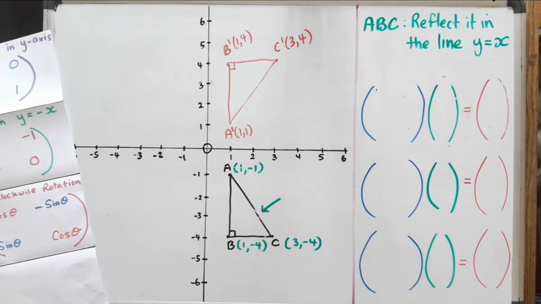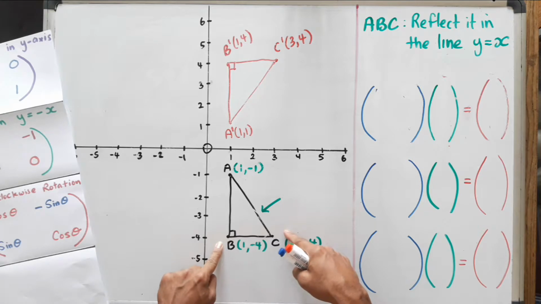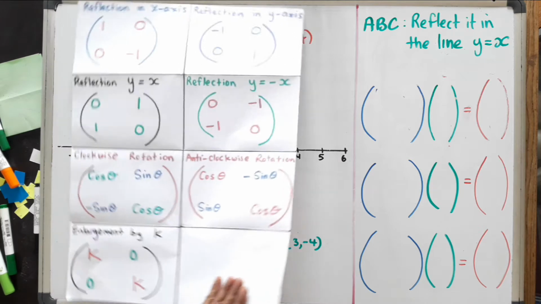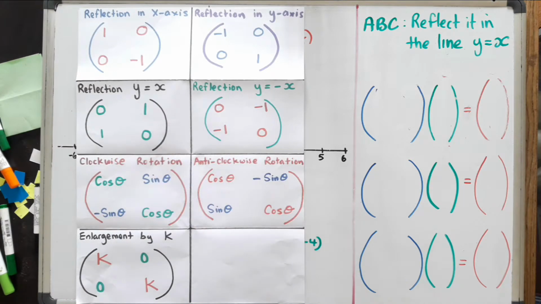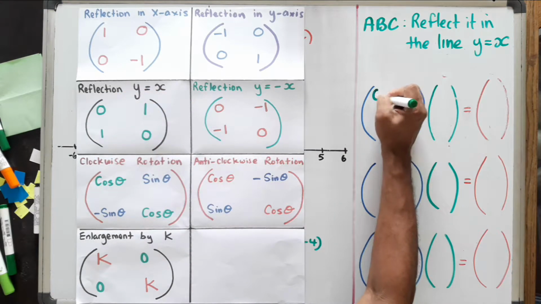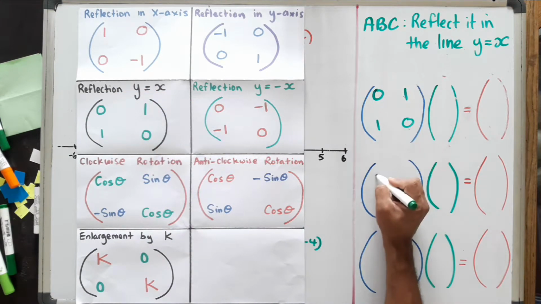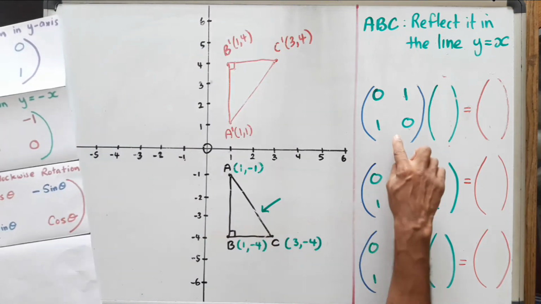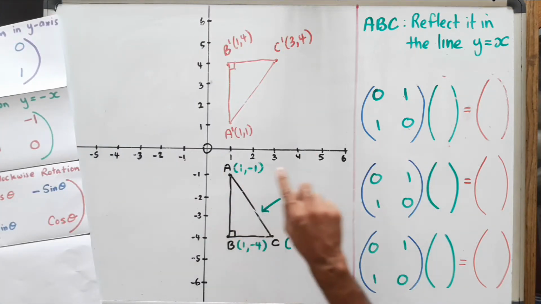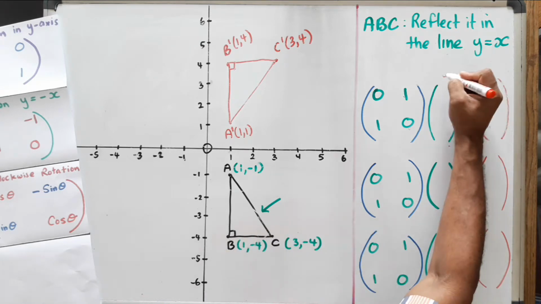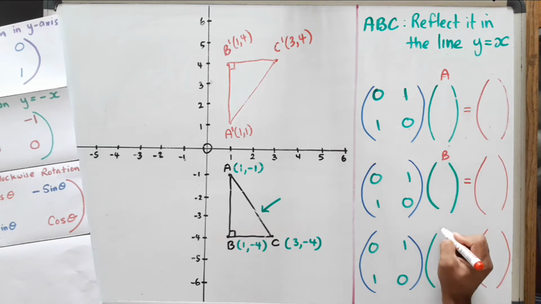All right. So we want to reflect this in the line y equals x. What is the formula for the reflection in y equals x? It's 0, 1, 1, 0. So I'm going to write it: 0, 1, 1, 0. And what we are going to do is take this matrix and multiply it by A, then by B, and then by C. So this one is A, this one is B, this one is C.